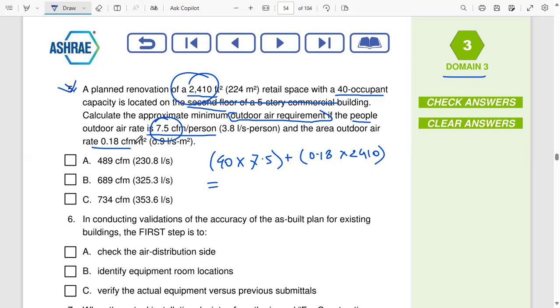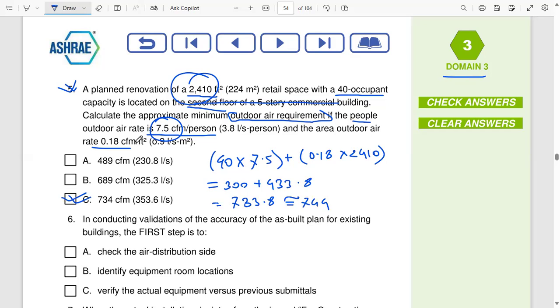40. Let me bring out my calculator first. 40 multiply with 7.5 is 300, plus 0.18 multiply with 2410. So it is 433.8. So the result is 733.8, or around 744. The right answer is C, 744.